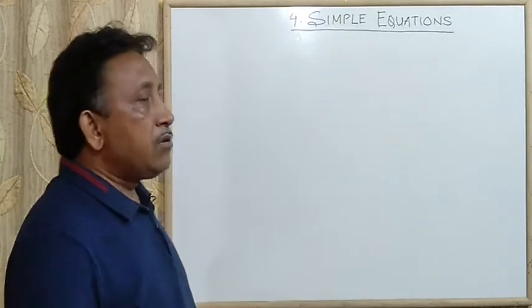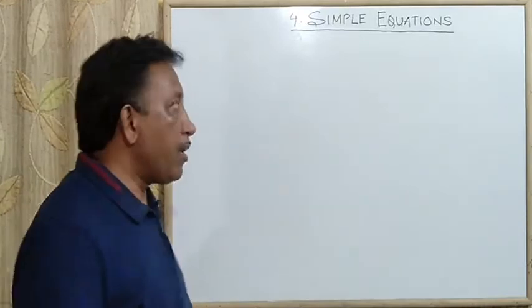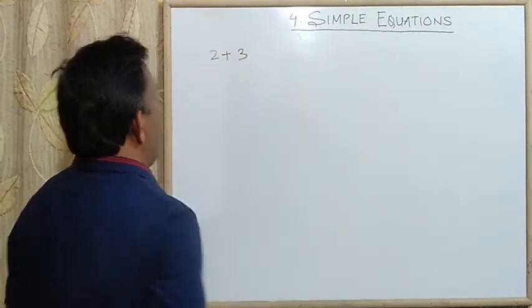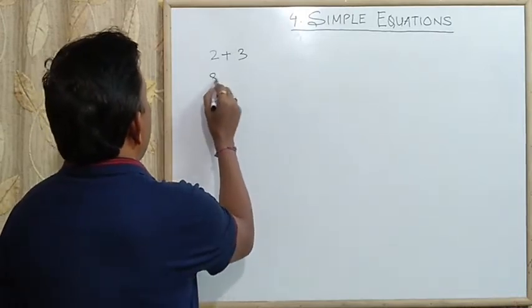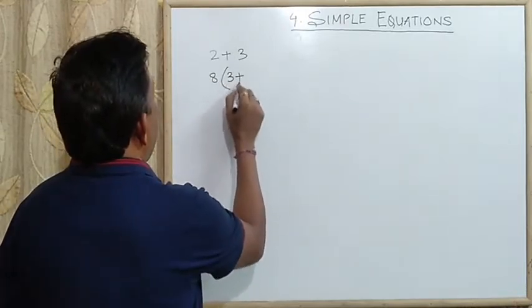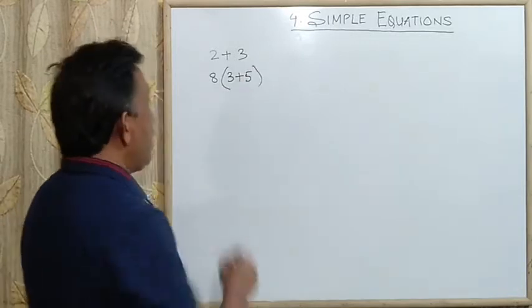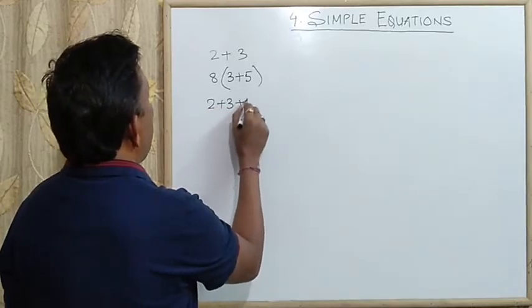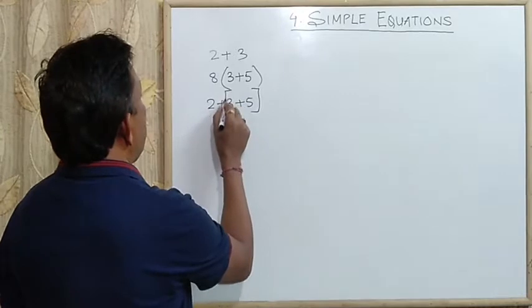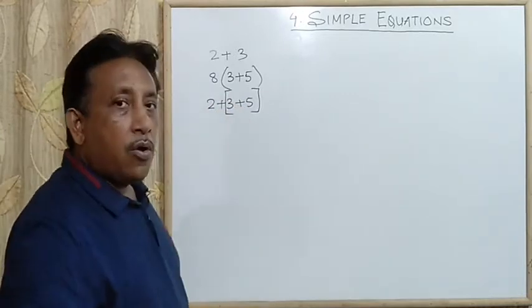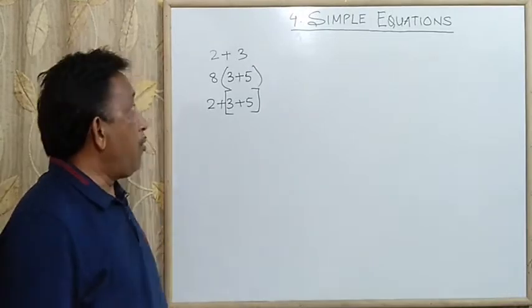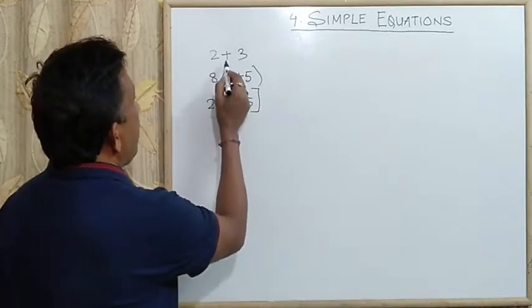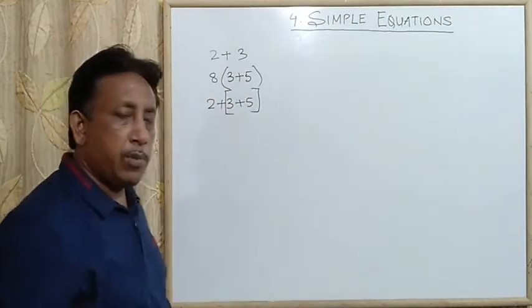Now see, in the previous classes we have come across mathematical statements like this, say 2 plus 3. Then we have come across statements like this, 8 inside bracket 3 plus 5. Then we have also come across 2 plus 3 plus 5 like this. So these are called mathematical expressions. Now this expression contains only numbers and the mathematical operators, plus, it can be minus, multiplication, or division also.